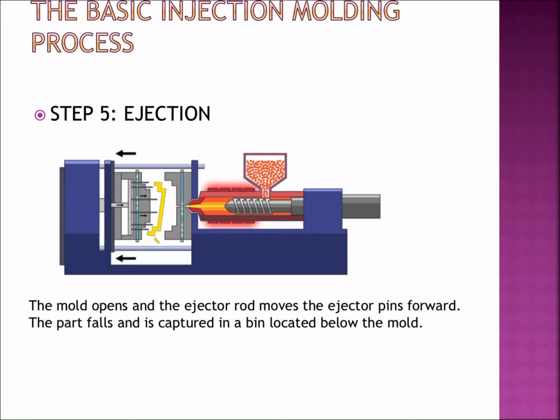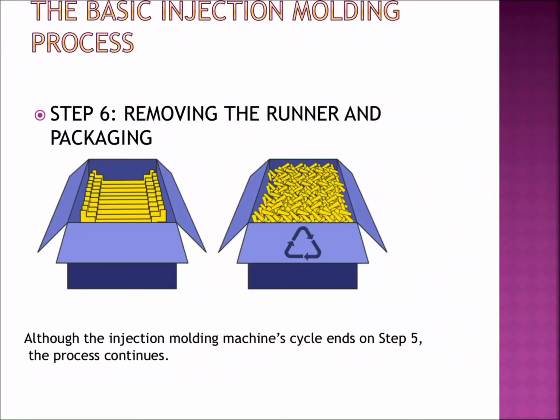Step 5 is ejection. The mold opens and the ejector rod moves the ejector pins forward. The part falls and is captured in a bin located below the mold. Step 6 is removing the runner and packaging. Since the injection molding machine cycle ends on step 5, the process continues.